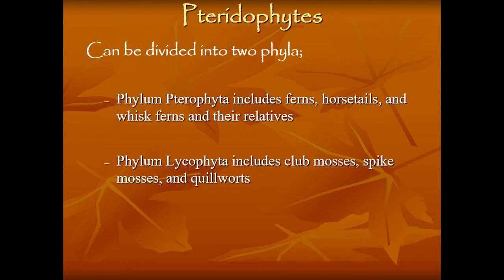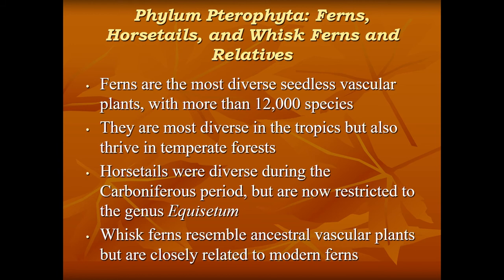The group of pteridophytes can be divided into two phyla, pterophytes and lycophytes. Phylum pterophytes includes the ferns, horsetails, whisk ferns, and other relatives. Lycophytes include club mosses, spike mosses, and quillworts. First, the phylum pterophytes of the pteridophyte group. They are the most diverse seedless vascular plants, diverse in the tropics, while the horsetails were diverse during the Carboniferous period.